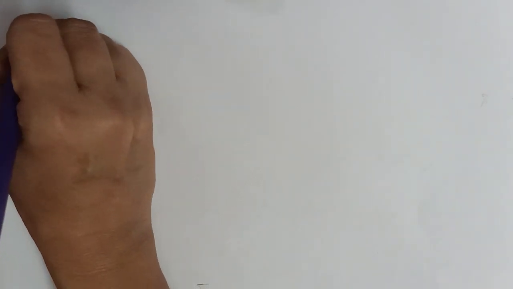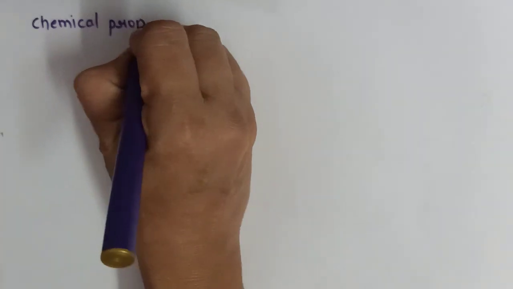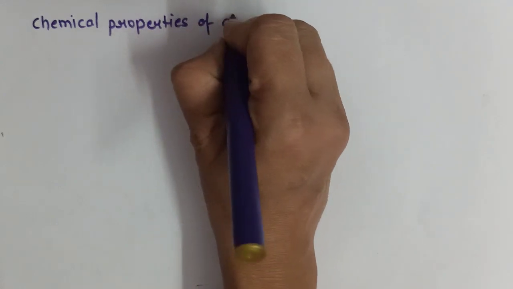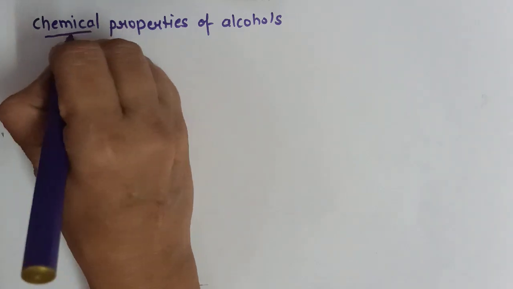Welcome to the next part of the chapter Alcohols, Phenols and Ethers. In the last video we discussed the physical properties, the preparation methods and other methods of alcohol. Today we are going to discuss the chemical properties of alcohols. That means we are going to discuss various reactions of alcohols. How do they react under different conditions?